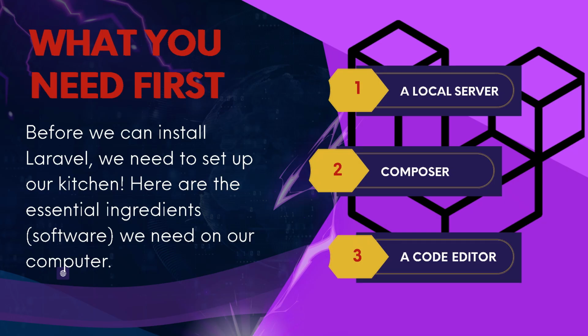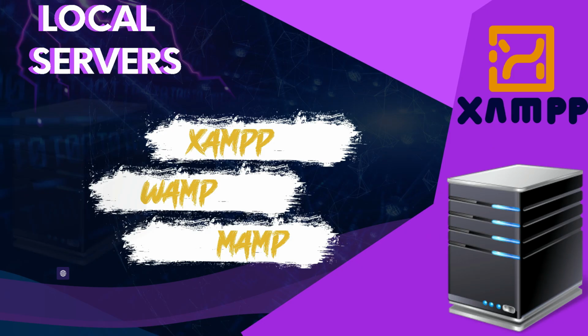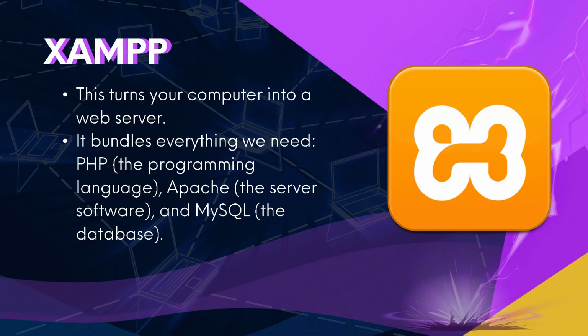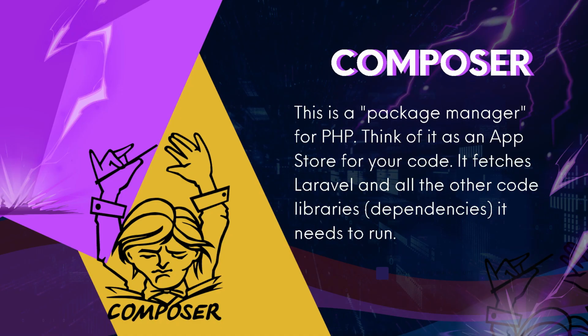However, what do we need first before having Laravel on our local machines? Before we can install Laravel, we need to set up our kitchen. Here are the essential ingredients we need on our computer: a local server, Composer, and a code editor. Local servers, for example, XAMPP, WAMP, and MAMP. XAMPP turns your computer into a local server. It bundles everything we need: PHP, which is a programming language, Apache, which is the server software, and MySQL, which is the database.